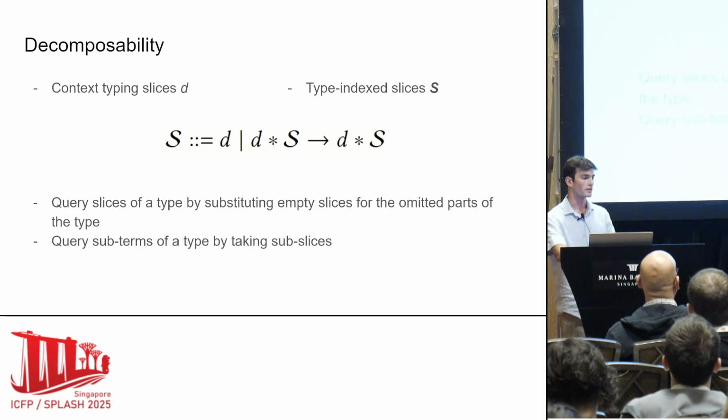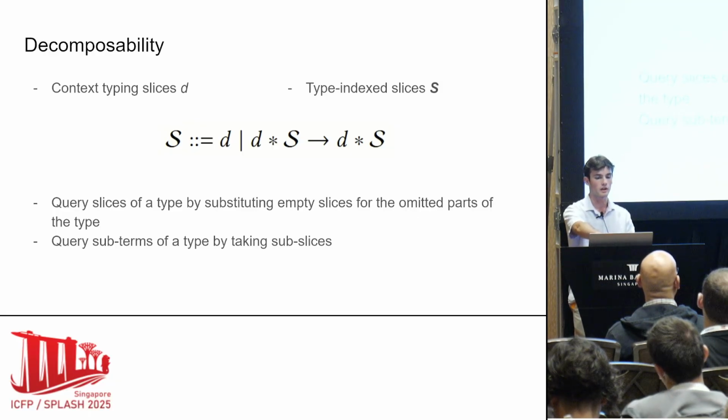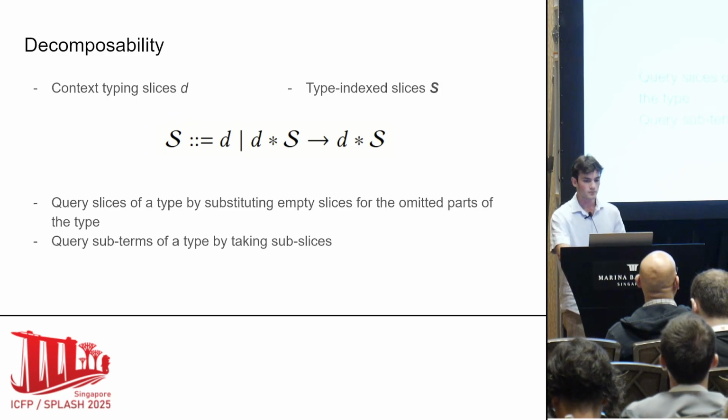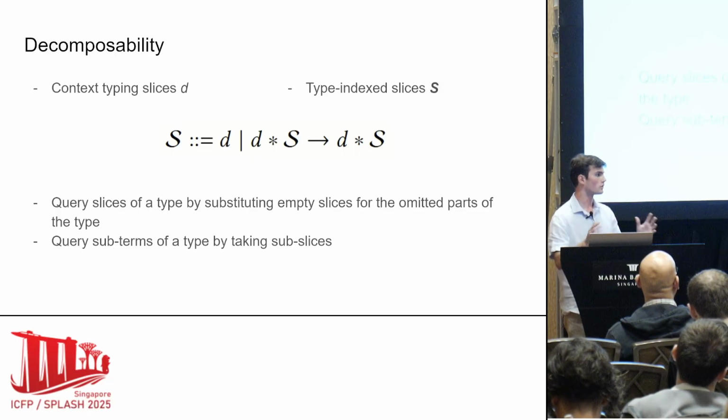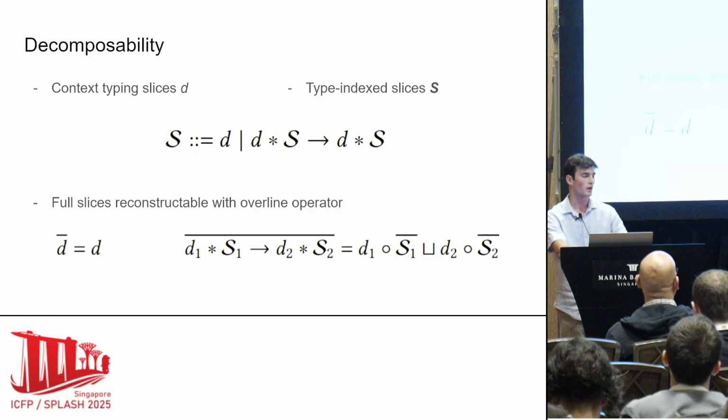And then the way this actually interacts with querying is, if I want to omit a part of a type, all I do is omit the corresponding part of the slice. If I want to take a subterm of a type, I just take the subterm of the slice here. And if I want to show the whole thing, I join everything with this overline operator.